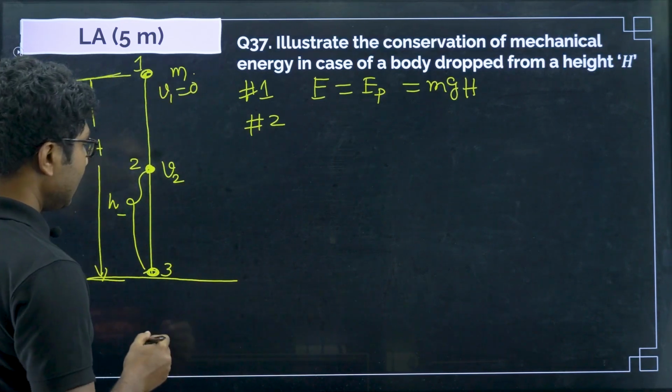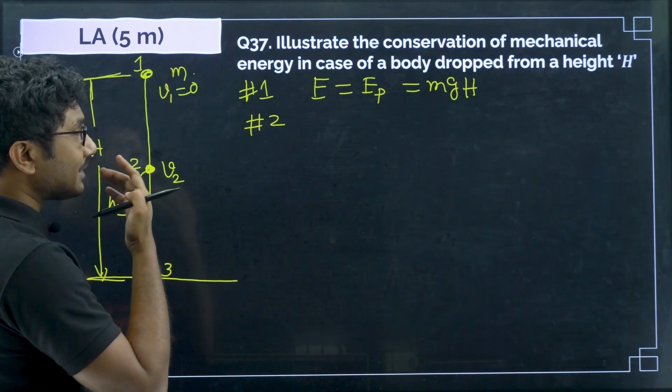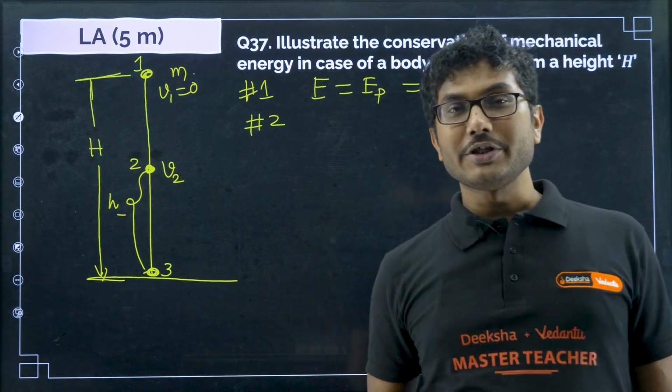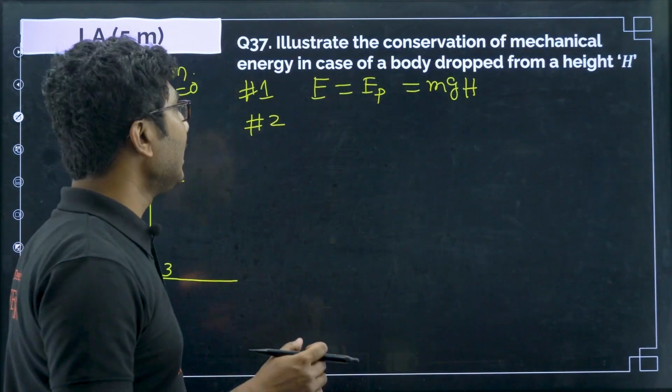In this case the height will be 0. So potential energy will be 0 in the third case. The second case is the most critical, where neither potential energy nor kinetic energy is 0. So what is the meaning of that?